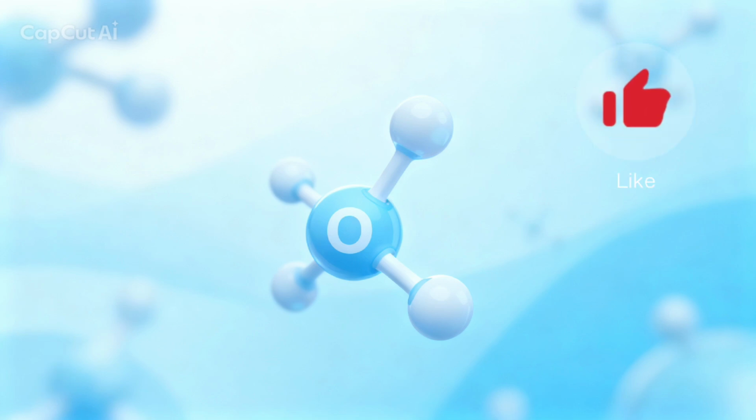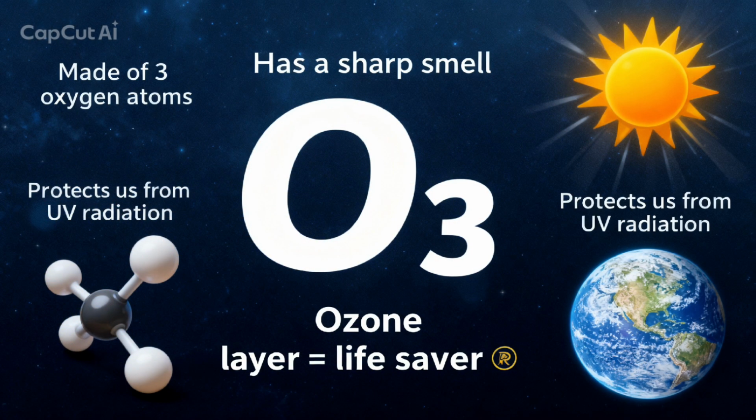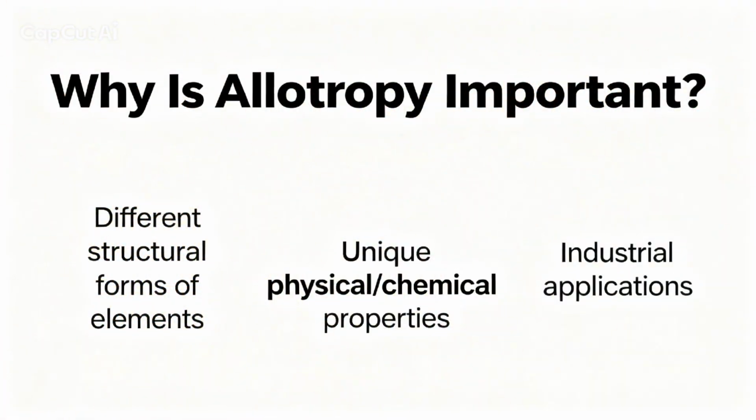Another important example: oxygen. Yeah, oxygen also shows allotropy. Oxygen O2, the oxygen we breathe, colorless, odorless gas. Ozone O3, made of 3 oxygen atoms, has a sharp smell. Protects us from UV radiation. Ozone layer equals lifesaver.